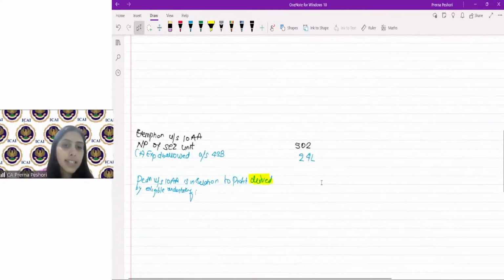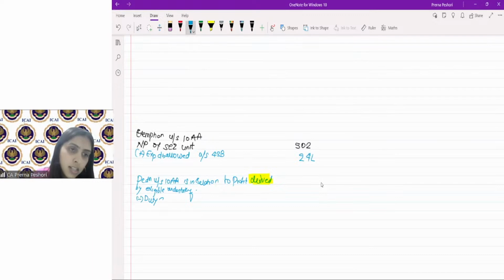So less duty drawback and less profit on sale of import entitlement. Right? So duty drawback also I will reduce, and profit on sale of import entitlement also will reduce, to 38 and 24.